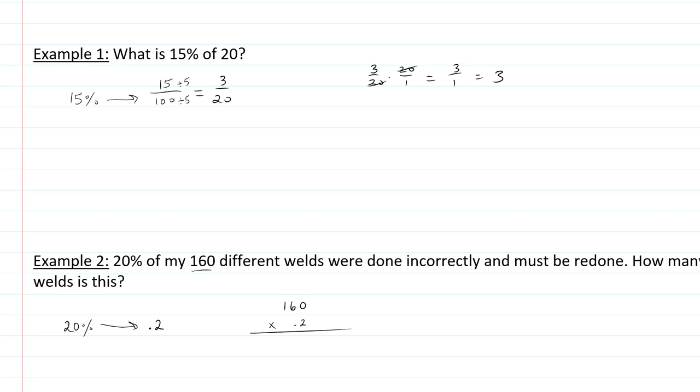is, so we have a 0 here, so there's a 0. 2 times 0 is 0. 2 times 6 is 12. Carry the 1. 2 times 1 plus 1 is 3. And there are 2 decimal places in this multiplication problem, so you have to move over 1, 2. So our answer is 32 welds of the 160 must be redone.